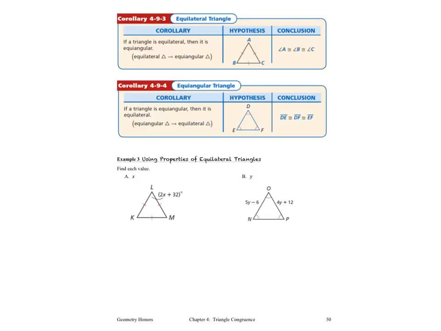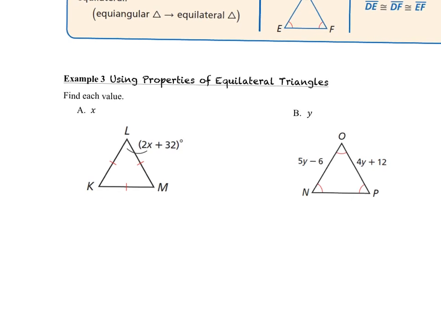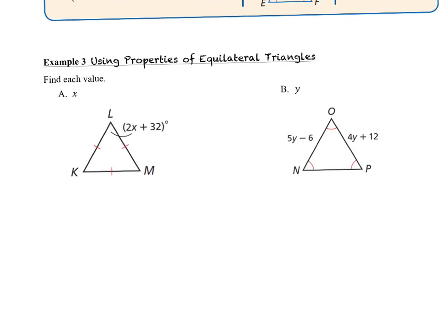And here's a corollary. If a triangle is equilateral, then it is equiangular. And if a triangle is equiangular, then it is equilateral. So notice in example 3, I have an equilateral triangle. So I know that all of the angles are going to be congruent. So every angle is 2x plus 32. So I can do 2x plus 32 plus 2x plus 32 plus 2x plus 32. Or I can just do 3 of those. 3 2x plus 32s are going to add up to 180 degrees.